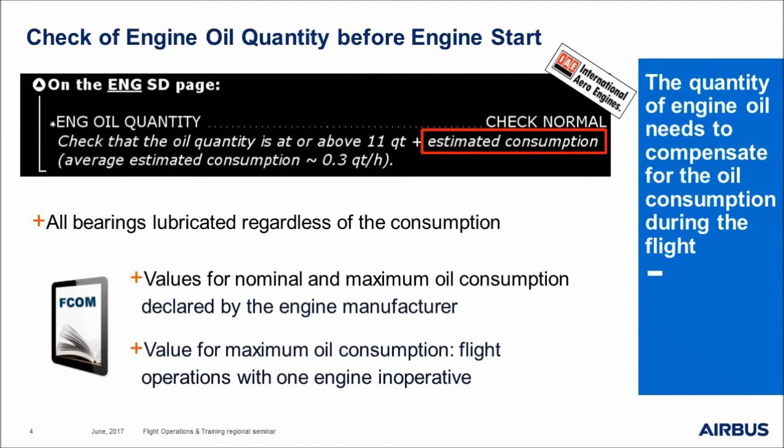The FCOM procedure takes into account the values for nominal and maximum oil consumption that are declared by the engine manufacturer. The value for maximum oil consumption covers flight operations with one engine inoperative.